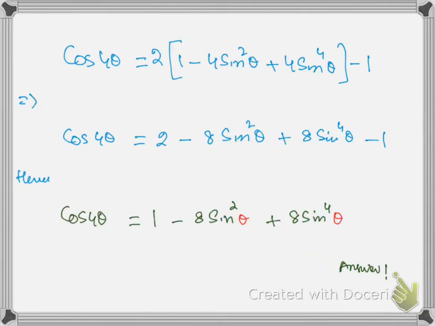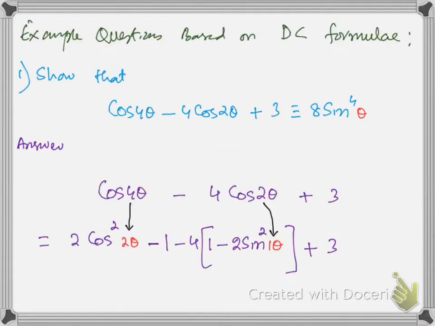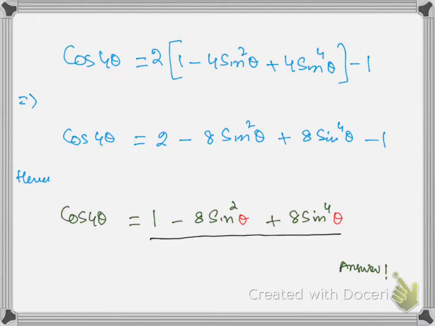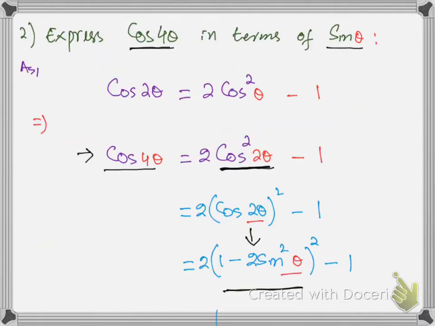Now you just need to expand the bracket and simplify this, and this is the final answer of cos 4 theta. You see, the answer is in the form of sin theta. Example questions based on double angle formula: show that cos 4 theta minus 4 cos 2 theta plus 3 is 8 sin 4 theta. This is one of the most important identities in P3 trigonometry. So be careful regarding this cos 4 theta. You need to handle cos 4 theta very carefully, and please use this form which we did here, like this form.